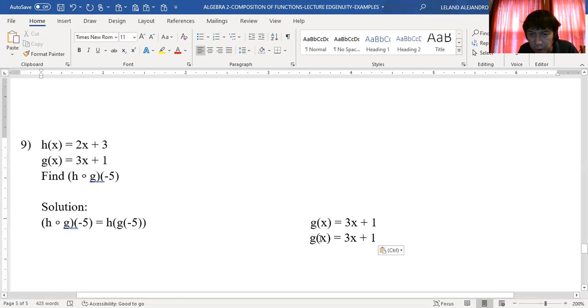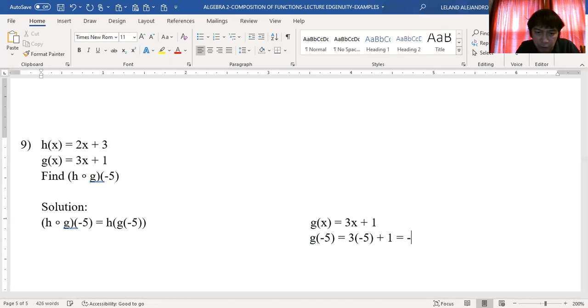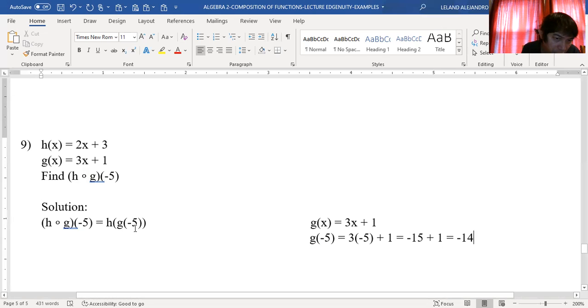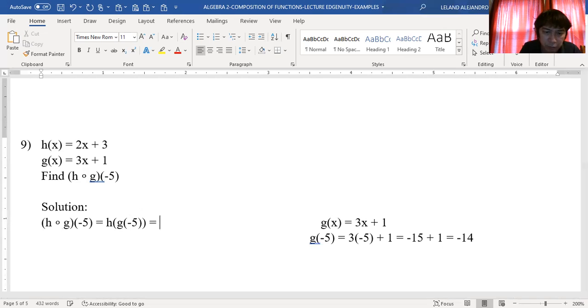So you're going to change this with a -5, and where you see the x will also be replaced by -5. So that means this is just equal to -15 plus 1. And this is -14. So g of -5 is -14. So this means you can now replace this g input with the -14. So to continue, this will now be equal to h of -14.